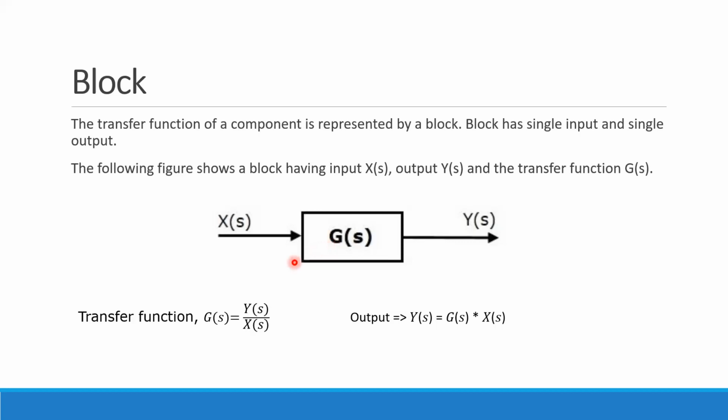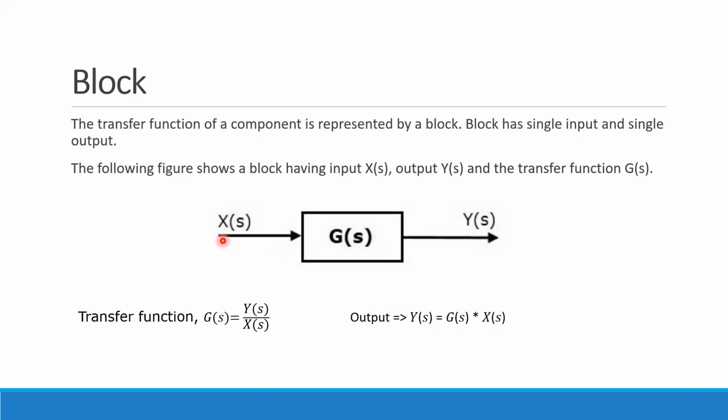What is transfer function? It is output divided by input. It is the Laplace of output to the Laplace of input. A block has a single input and a single output. Whenever there is a block, it will have a single input and a single output.